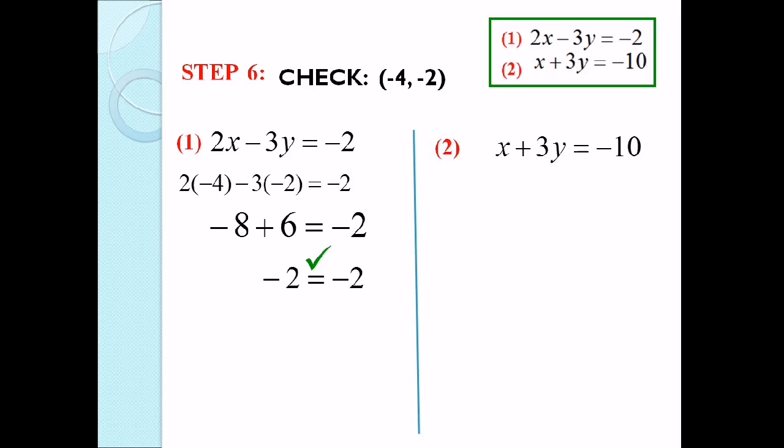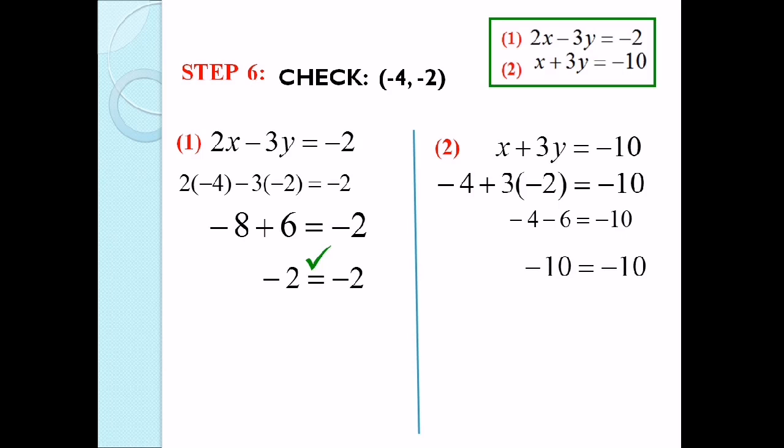Next, x plus 3y equals negative 10. We just substitute. Negative 4 plus 3 times negative 2 equals negative 10. Negative 4, plus 3 times negative 2 is negative 6. And we just add, copy the sign. Negative 4 minus 6 is negative 10 equals negative 10. Meaning to say, negative 4 and negative 2 is a solution in the given system.